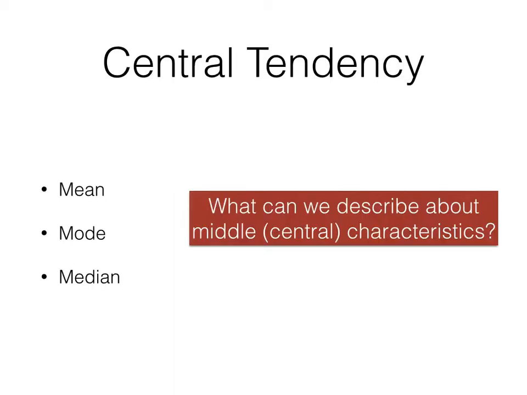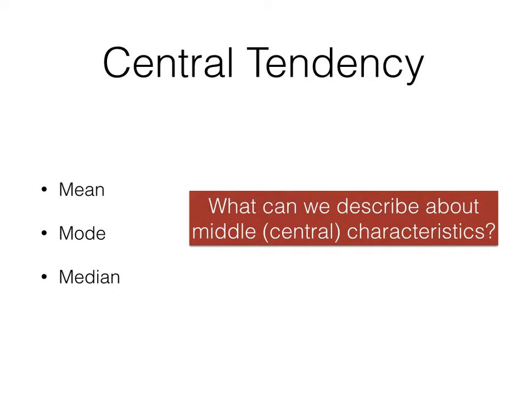This lecture is going to cover the section of your textbook that introduces measures of central tendency. So when we're talking central tendency, we're basically asking what can we describe about those middle or central characteristics of a group of numbers or scores or observations. So we're talking about the mean, the mode, and the median.